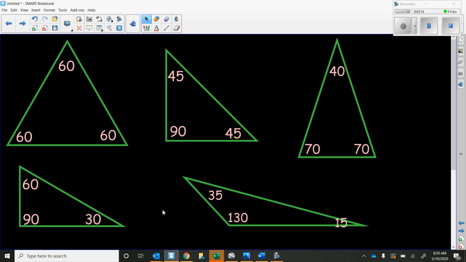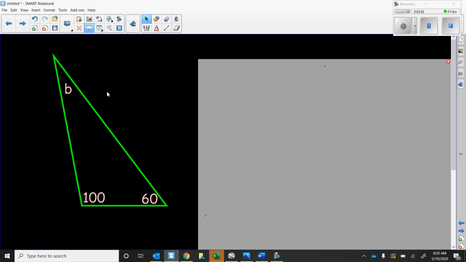Knowing this allows us to do some things in geometry that are pretty helpful. Here's an example of a triangle where we know 2 of the measurements, but one of them is missing. We're going to call that angle B. So we know this angle is 100 degrees. We know this angle is 60 degrees. But there's an angle missing.